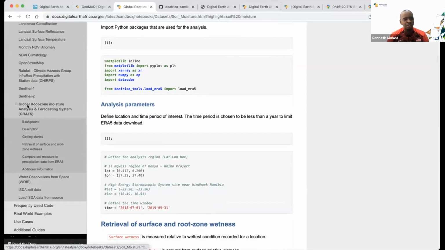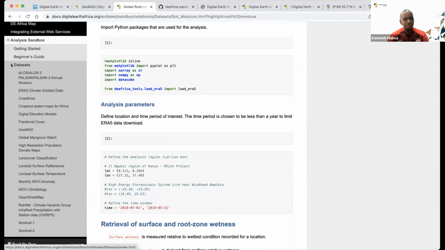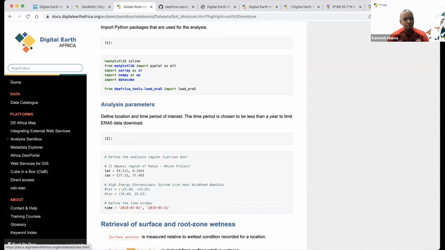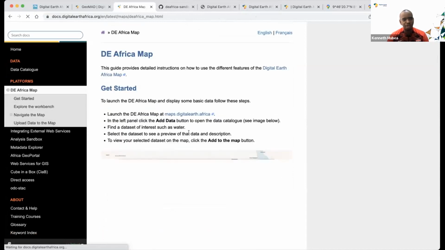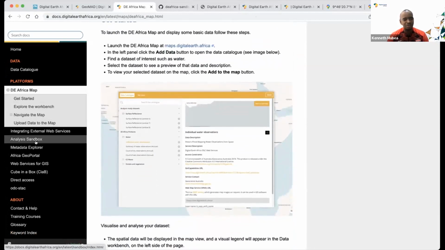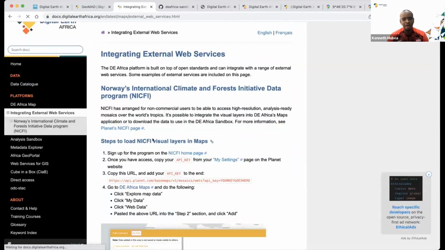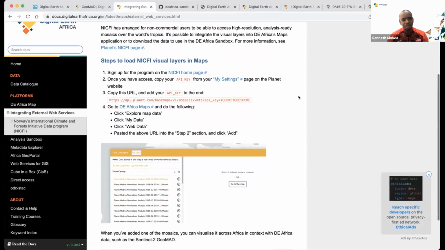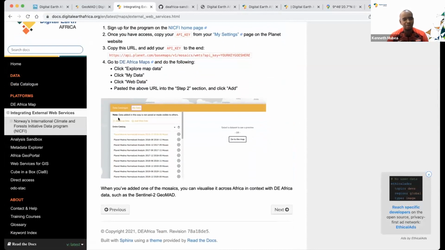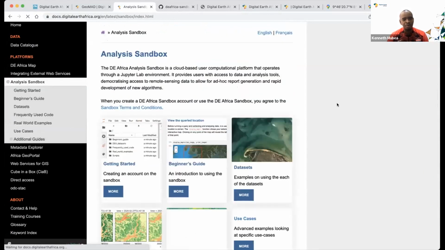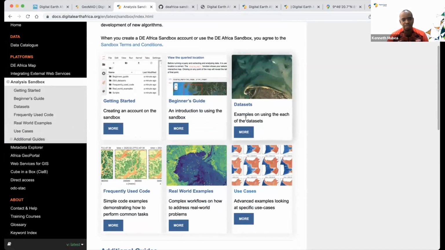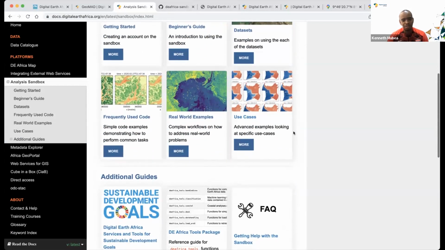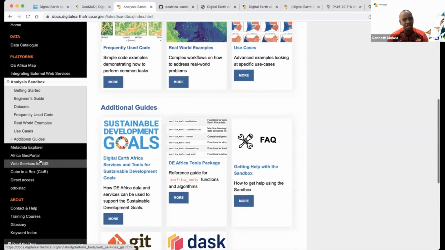Also, as you move in this resource, you'll see we have the data sources that are available. Also, we have the use of the Digital Earth Africa map, which we'll be able to show you in the next session, just giving you an overview. And also you can access your external web services, in case some people want to access data from Planet. You can do it from here, especially the colleagues from World Resources Institute who are working on forestry. Then on the Sandbox, we have all these tools, the datasets, the beginner's guide, and use cases. And all these resources are here for us to use.